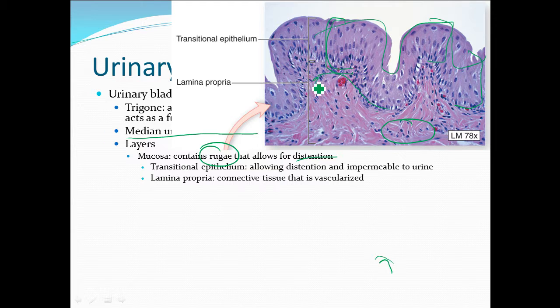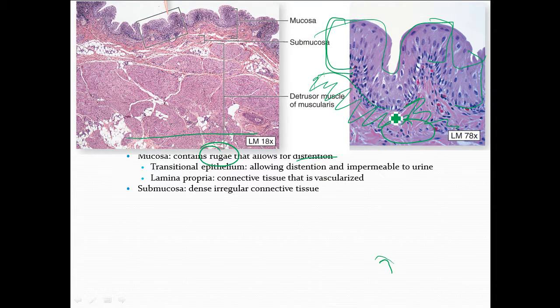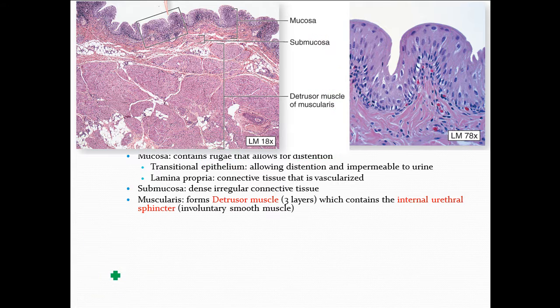Underneath it, you have the lamina propria here. So here we have the mucosa layer. The submucosa layer is underneath that mucosa layer, made up of dense irregular connective tissue. And then when we look at the muscularis layer, the muscularis layer has 3 layers. This muscularis layer is the detrusor muscle itself.